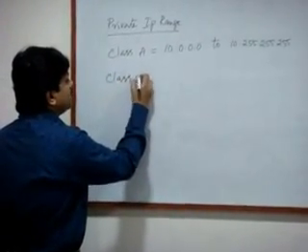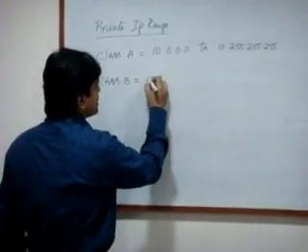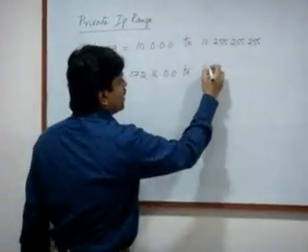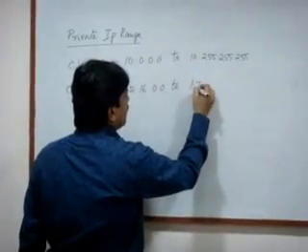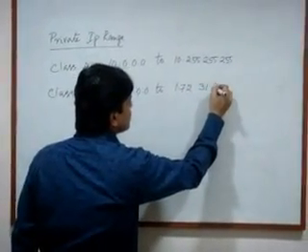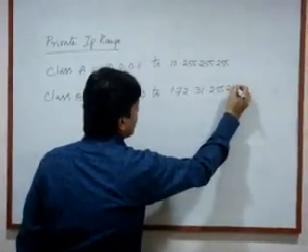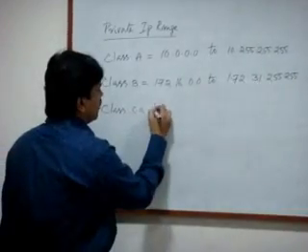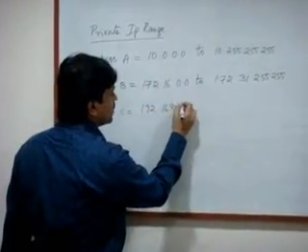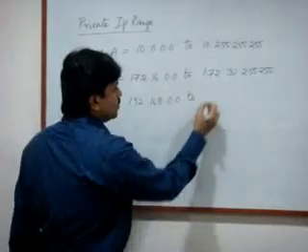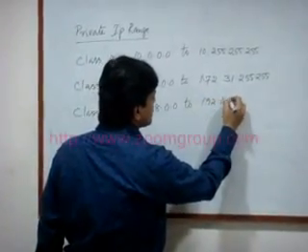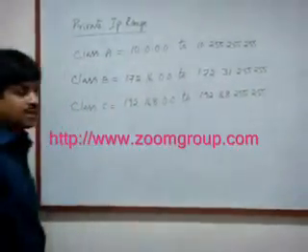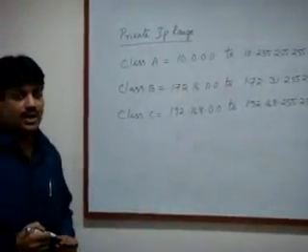And then in class B, the private IP address range is 172.16.0.0 to 172.31.255.255. And then the class C private IP address range is 192.168.0.0 to 192.168.255.255. These are the private IP address ranges for classes A, B and C.